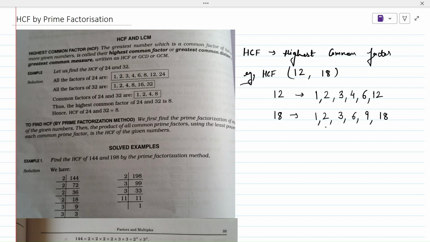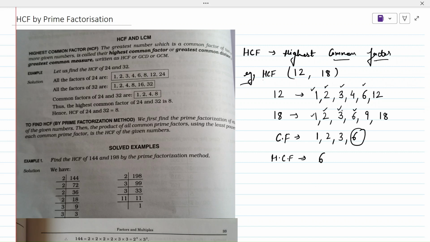Okay, so now what we have to do is we have to find the highest common factor. So if you see here kids, first of all let's mark the common factors. Okay, so what are the common factors? 1, it is present in both. 2 is there, 3 is there, and 6 is there. Okay, these are the common factors. I am writing CF here. The common factors are 1, 2, 3 and 6. These are the common factors, and what we have to find is the highest common factor. Highest common factor is the highest number in these. What is the highest number in these kids? It is 6. Okay, so the HCF of 12 and 18 is 6.